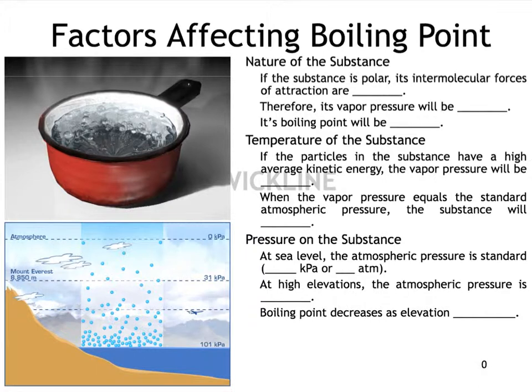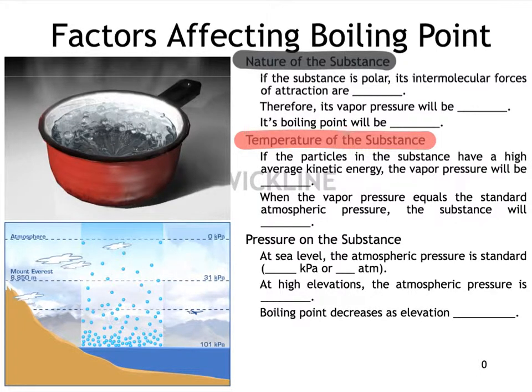All right, let's do a little bit more cause and effect. This is broken into the things that matter the most for the factors that affect boiling point. The first thing that we'll discuss is the nature of the substance, whether it's polar or non-polar. The second thing we'll discuss is the temperature of the substance and how that affects vapor pressure. And the next thing we'll discuss is the pressure on the substance, which is the effect that the atmosphere has. So starting with the nature of the substance.